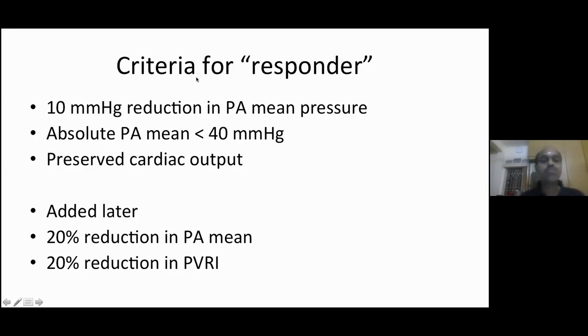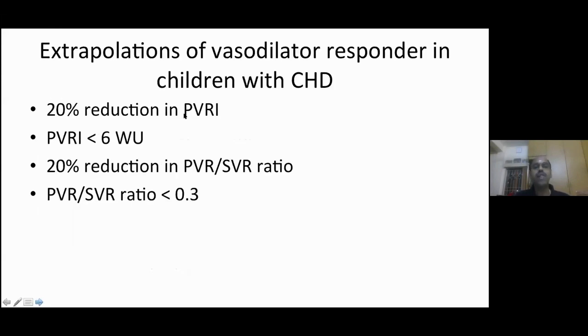The criteria for a responder is a 10 millimeters of mercury reduction in pulmonary artery mean pressure, with an absolute PA mean pressure going less than 40 and a preserved cardiac output. And what was added later was a 20% reduction in the pulmonary artery mean and a 20% reduction in the pulmonary vascular resistance. For calculation of pulmonary vascular resistance, we need to know the cardiac output, and cardiac output is recommended to be taken by thermodilution and not by Fick principle.